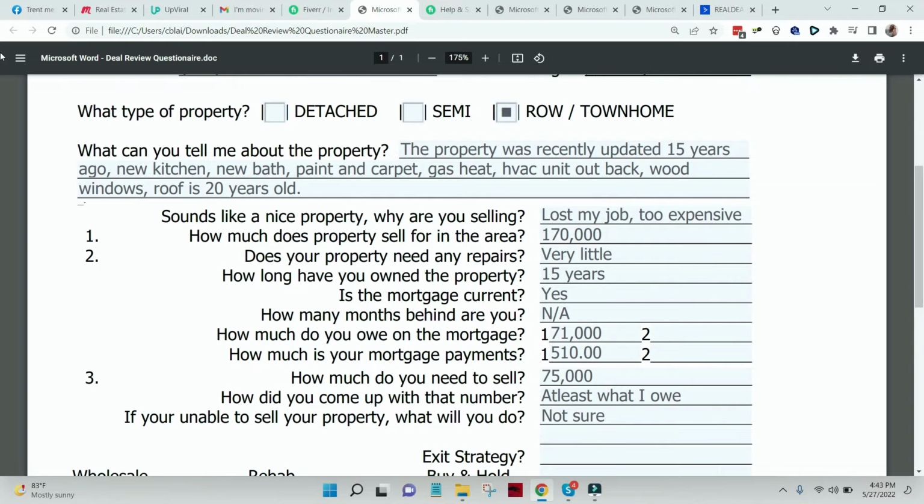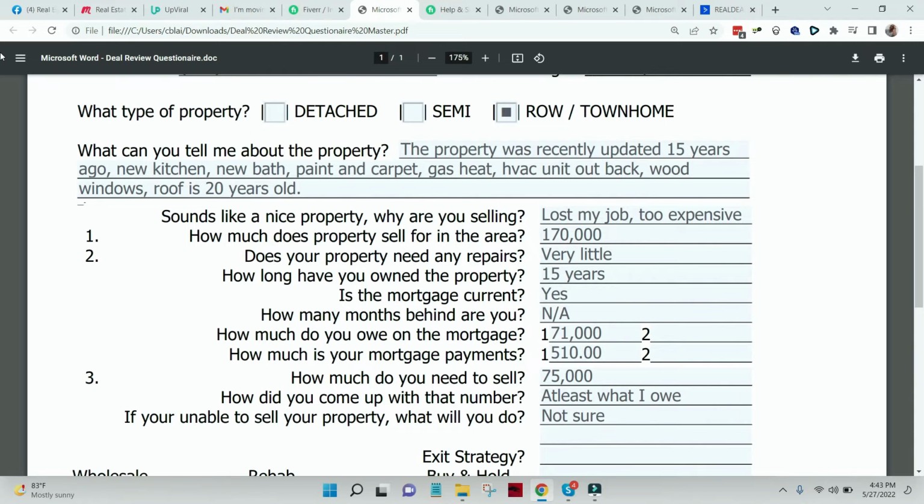Now, if the person comes back and says, no, the mortgage isn't current, the next question is, how many months behind are you? The reason why I want to ask that question is because I want to know exactly what's going on with this property. I want to know if it's 1 month, if it's in pre-foreclosure, if it's in foreclosure, and so on.